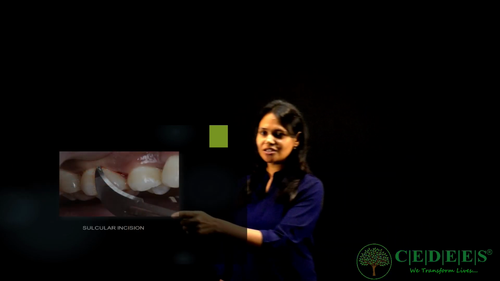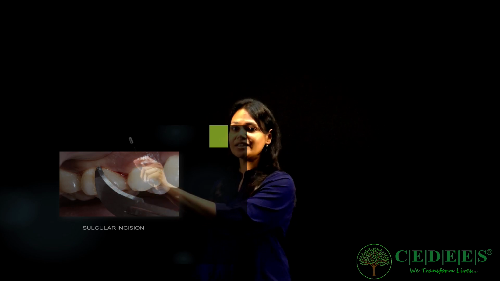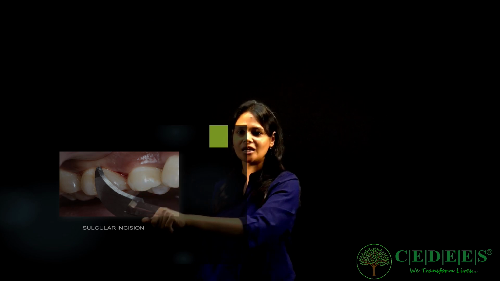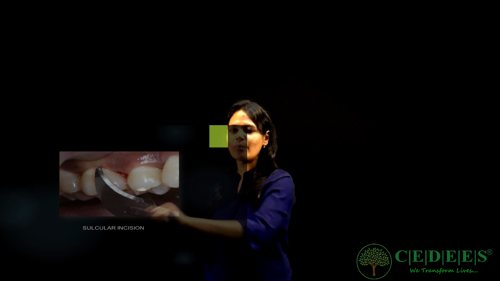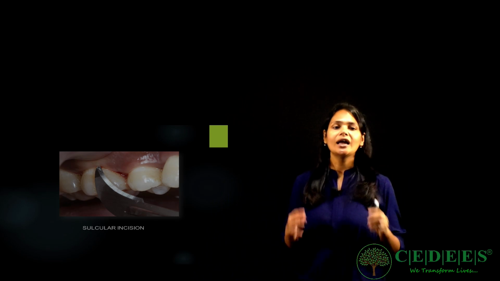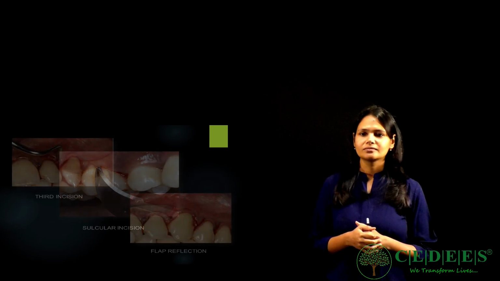Then you give the second incision, the sulcular incision. If you can see here, the tip of the blade is going inside the gingival sulcus. Now this is not the same case. Just to show you what a sulcular incision is, I have put this. This is a number 12 blade, a curved blade. Number 12 goes inside the sulcus easily, cuts the junctional epithelium as well as the supracrestal fibers.